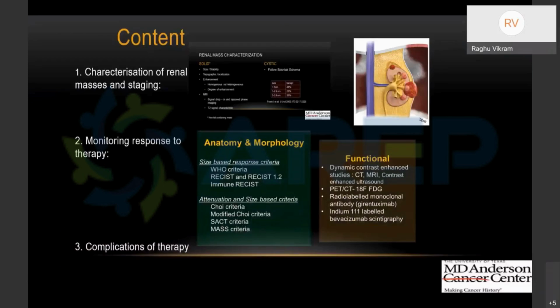So I've arranged this talk in a couple of broad headings. One is we'll talk about characterization of renal masses, and then we'll talk about monitoring of response to therapy. That is basically now we are moving towards metastatic renal cell carcinomas treated with chemotherapy and immunotherapy. And we'll also talk about complications of therapy.